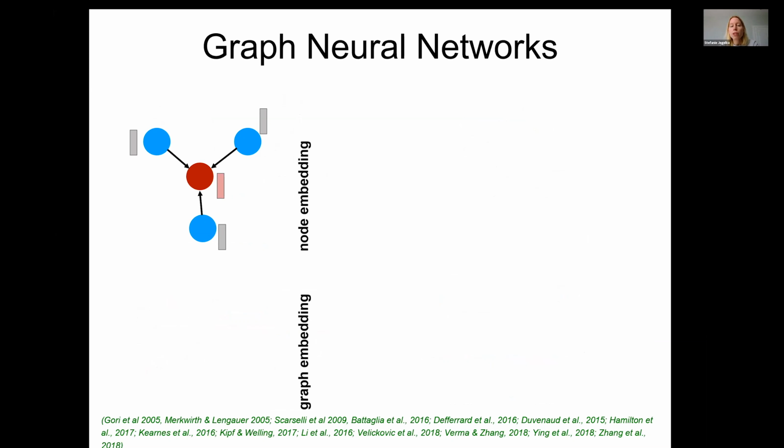It iteratively computes first an embedding for each node, and then it gathers all these node embeddings and computes a graph embedding from that. For the node embedding, we go in rounds or iterations, and each iteration essentially corresponds to a layer in the network. So let's say we want to update the representation of the red node here.